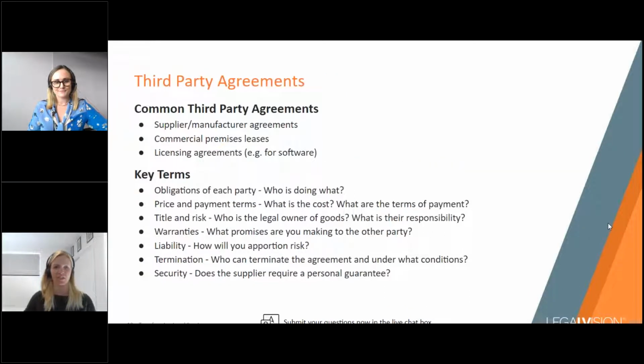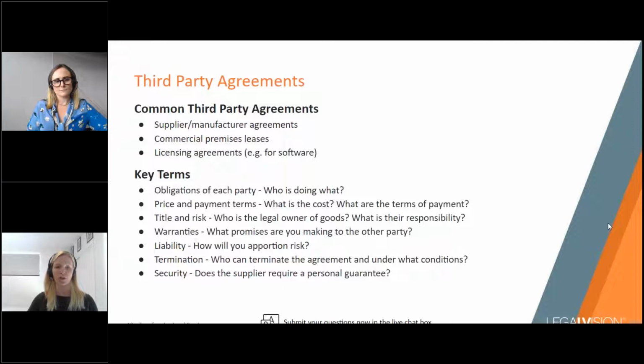Thanks, Ali. It'll be very common in your business for you to enter into third-party agreements. These are agreements with other persons or entities which supply your business with things. For example, supplier or manufacturer agreements. If you have a physical premises, the commercial lease for those premises, so the agreement between you and your landlord, and then if you use any software to run your business, any licensing agreements that you have in place.